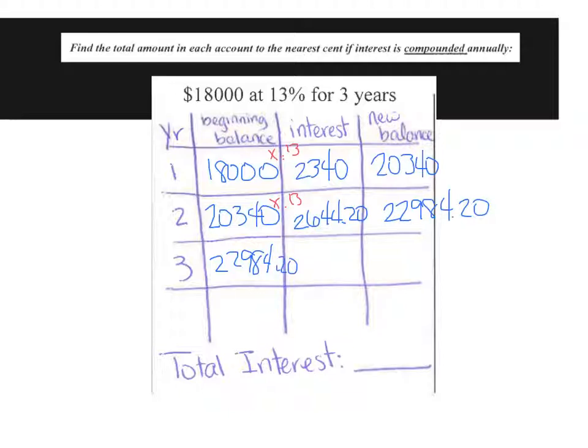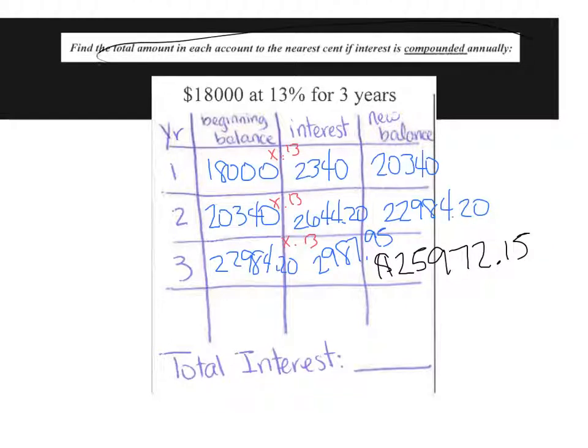So the beginning of year 3, in our account, we have $22,984.20. To find our interest for this year, we're going to multiply by 13%, or 0.13. It has to be a decimal. That gives us interest of $2,987.95. At the end of the year, I'm going to add that to my balance from the beginning of the year because the interest is getting put back in the account. And at the very end of 3 years, we have $25,972.15.